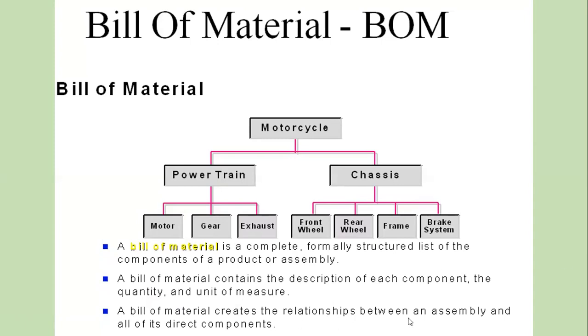A bill of material creates a relationship between an assembly and all of its direct components. So this is an assembly, and the relationship is direct over here because these are the components. Now, components are basically ingredients to make something, but this does not actually show you how the motorcycle is made. This will not show you the process, it's just a list of the components.